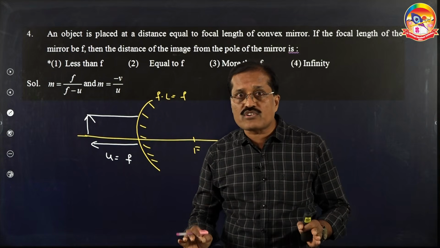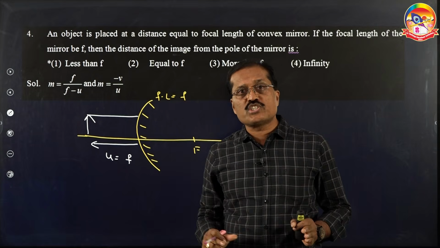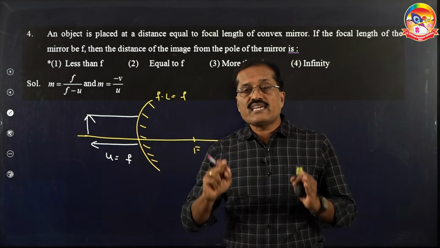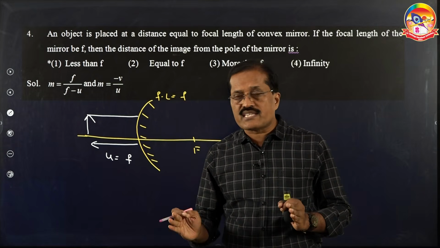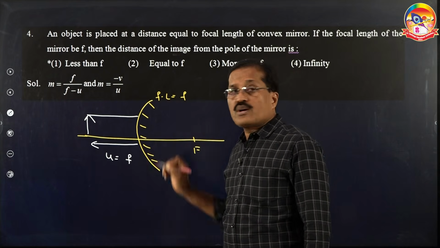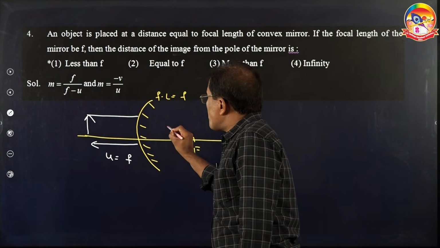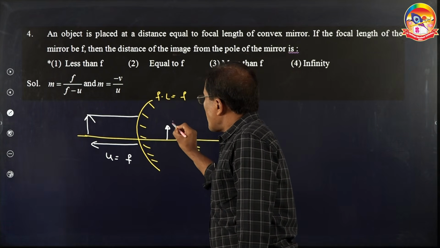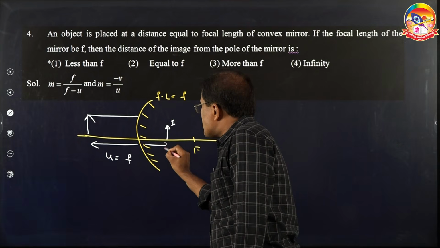It always forms a virtual image, I told you, it always forms a diminished image, and also I told you the image formed by the convex mirror is always between F and the pole, right. So the image will be formed here only. How do you calculate this image distance?